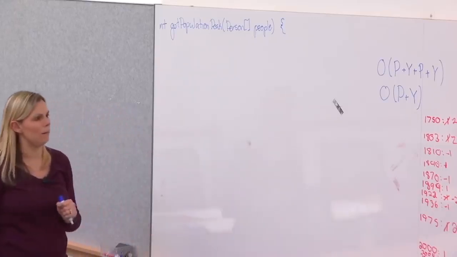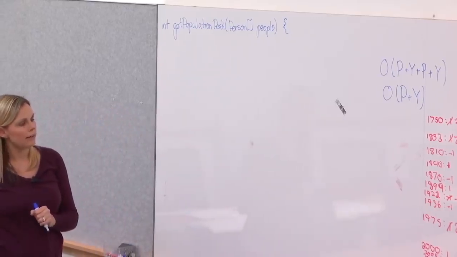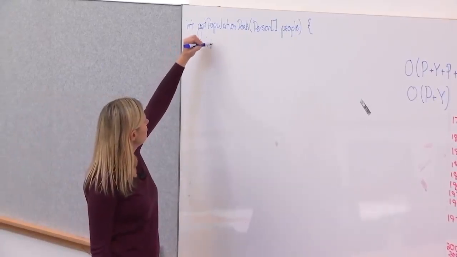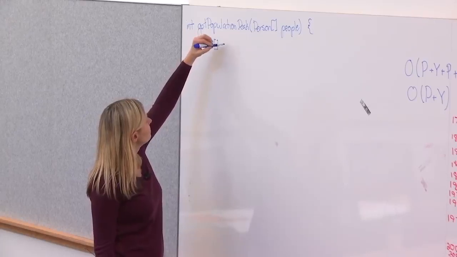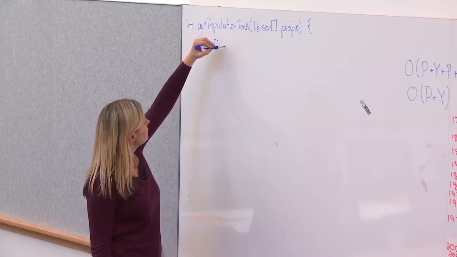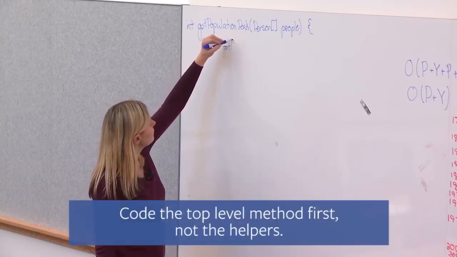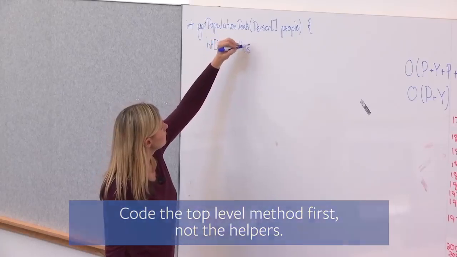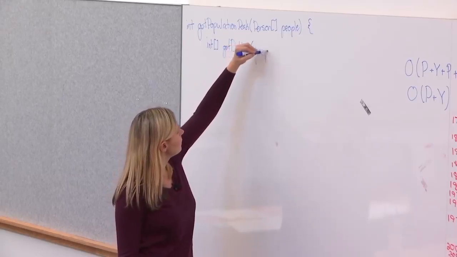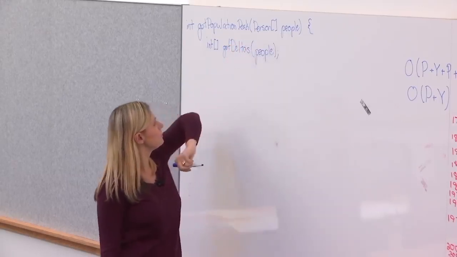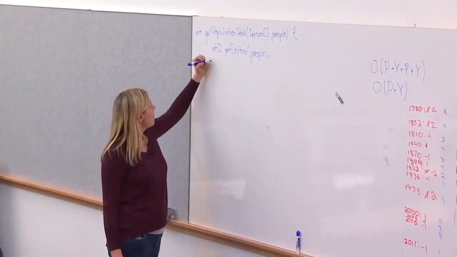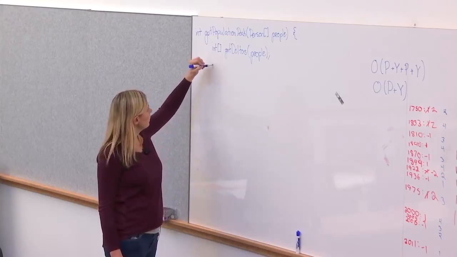OK, so it takes in a people object. And then what it does is first it gets this array of deltas, which is just an integer array. So, get deltas, that takes in people. That gets the delta array, and then it gets the running sum.